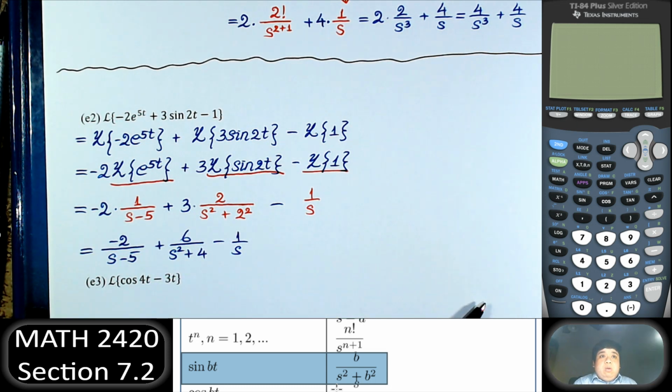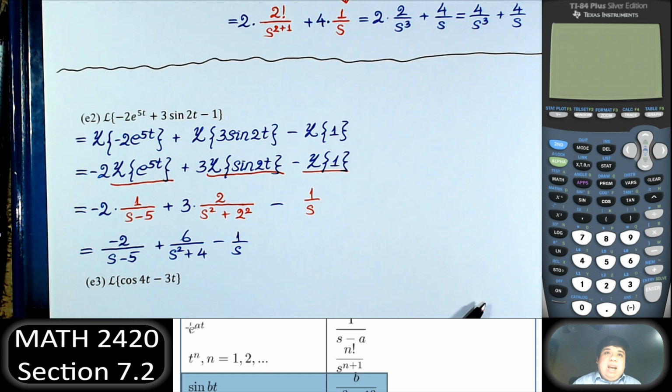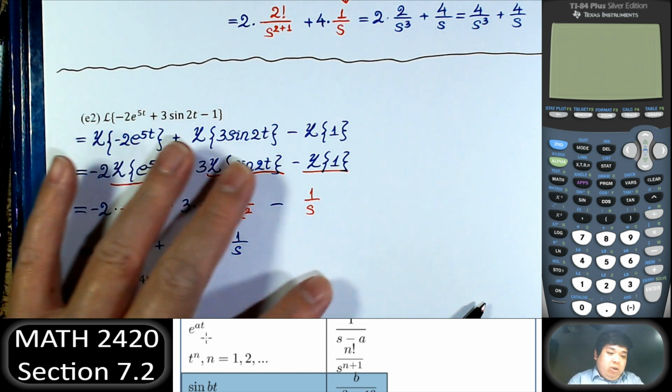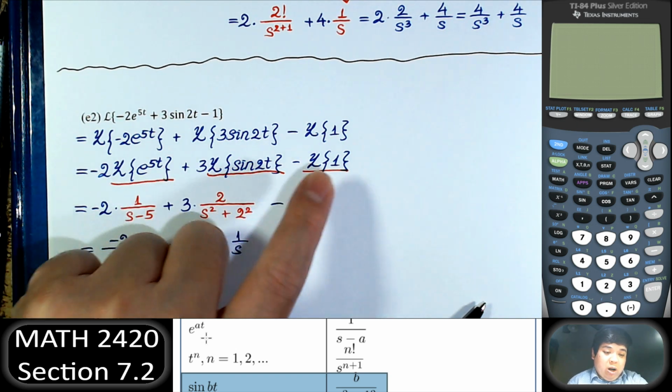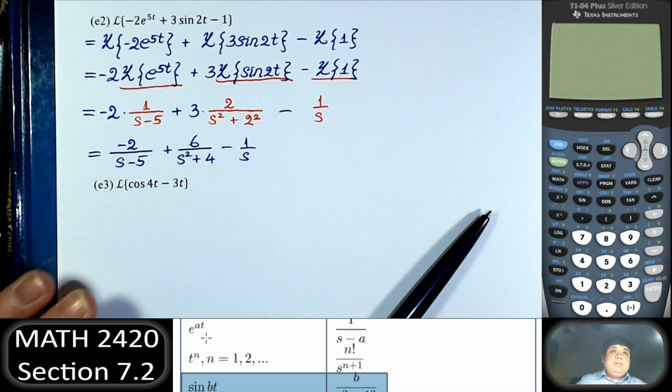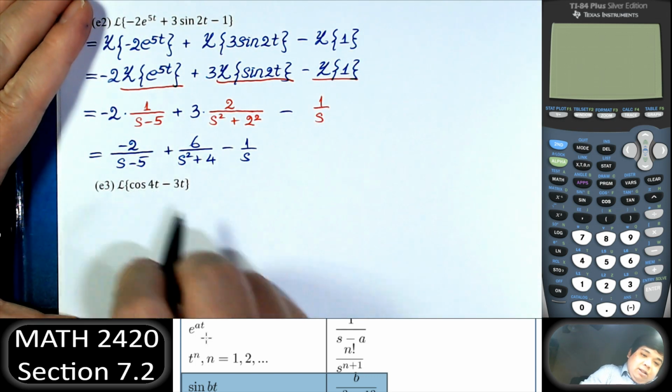Just look at the table, determine what we have in terms of usually b, or we might have n or a here. So determine those constants, and then we can just find the Laplace transform for each one of them. Right, next.